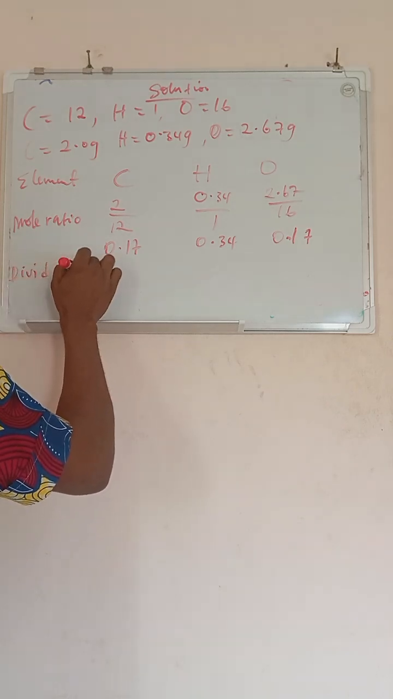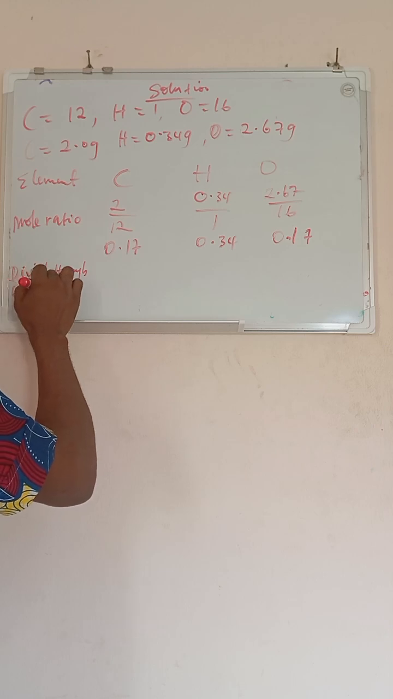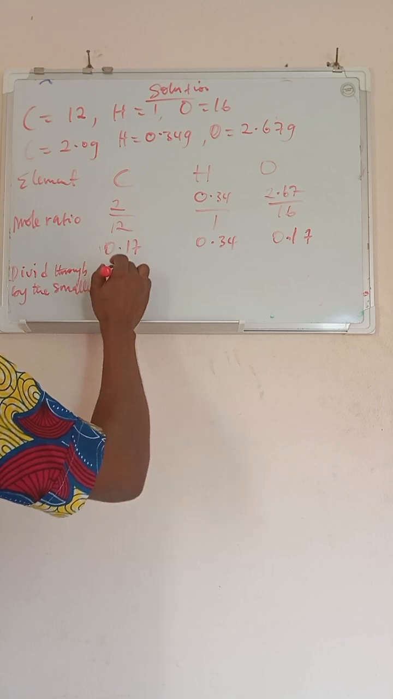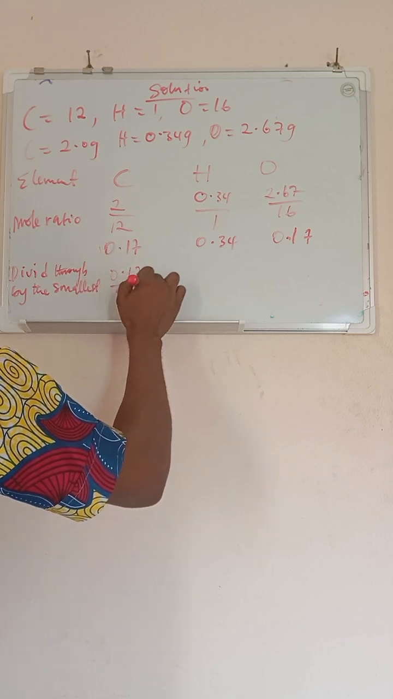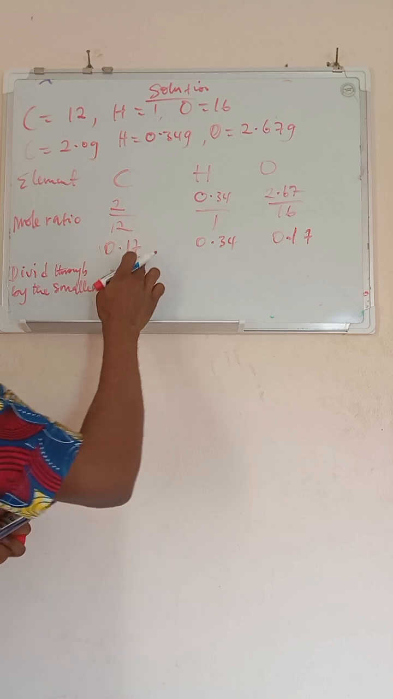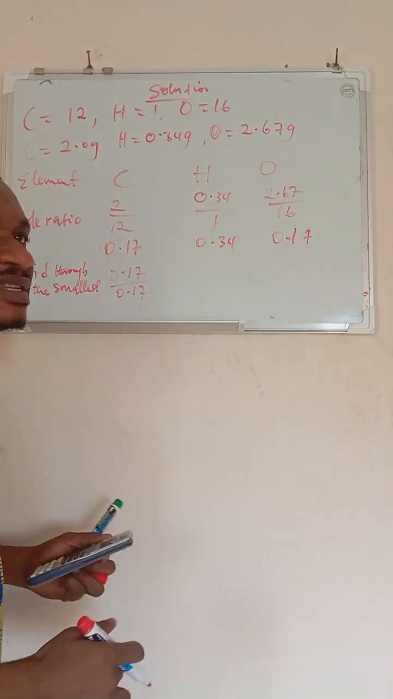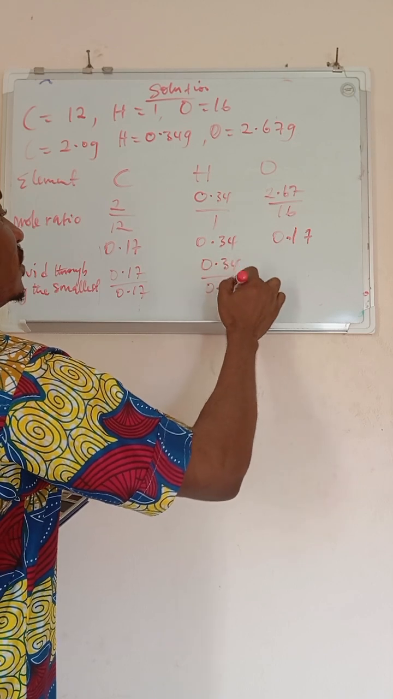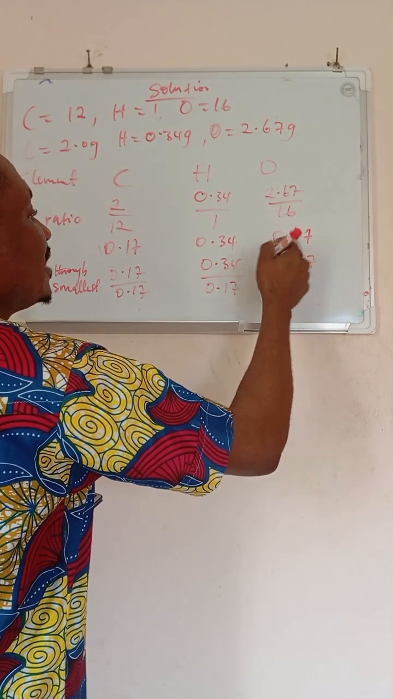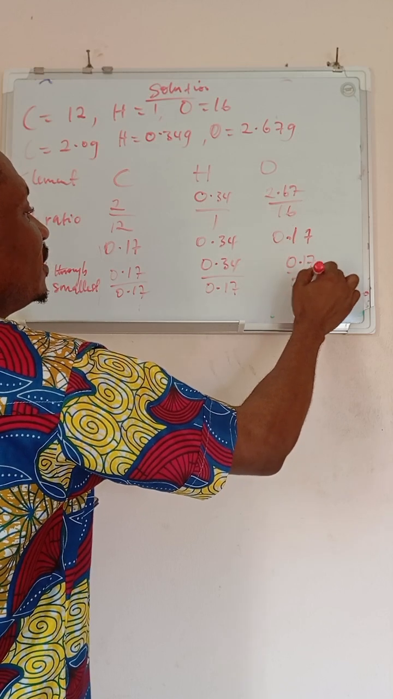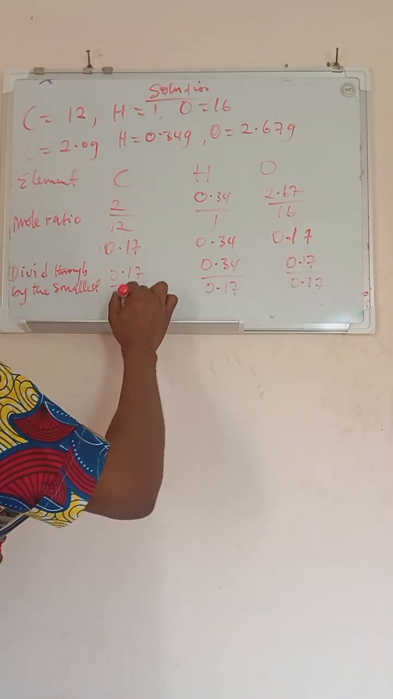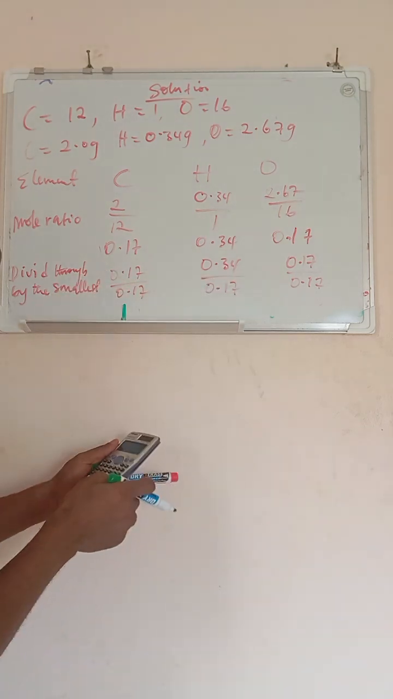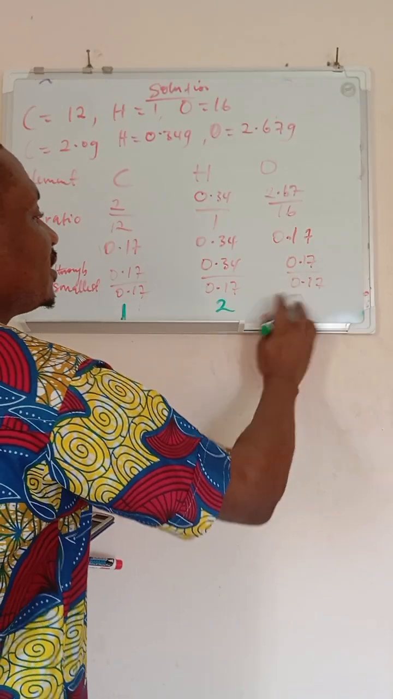So now you divide by the smallest. If you divide by the smallest, 0.17, you know that 0.17 is the smallest, so you divide by that small value. This and this are the same thing by approximation. When you divide this by this, you have 1. So here is 2, here is still 1.